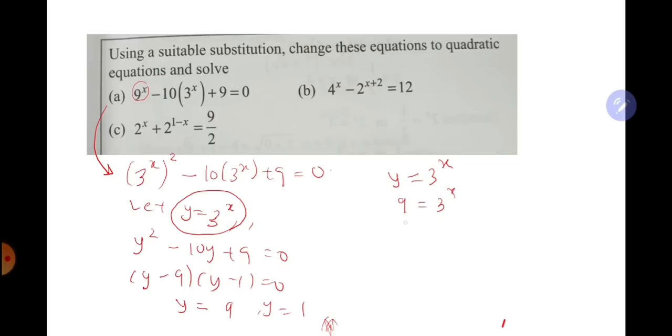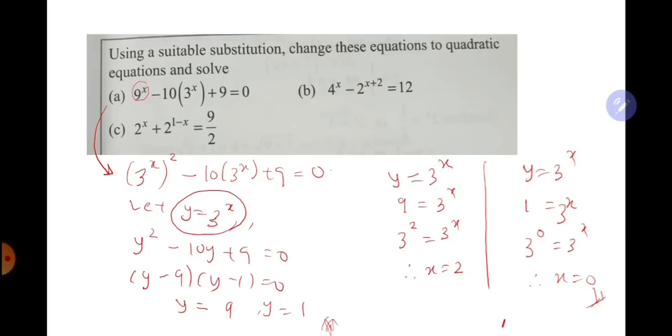the comparison method. So this gives 3 power 2 equals 3 power x, therefore x equals 2. Another solution is y equals 1, so 3 power x equals 1, and you can write 1 as 3 power 0, equals 3 power x, therefore x equals 0. Alright, so don't forget to change back what you substituted, because we want to solve for x, not whatever you substituted.